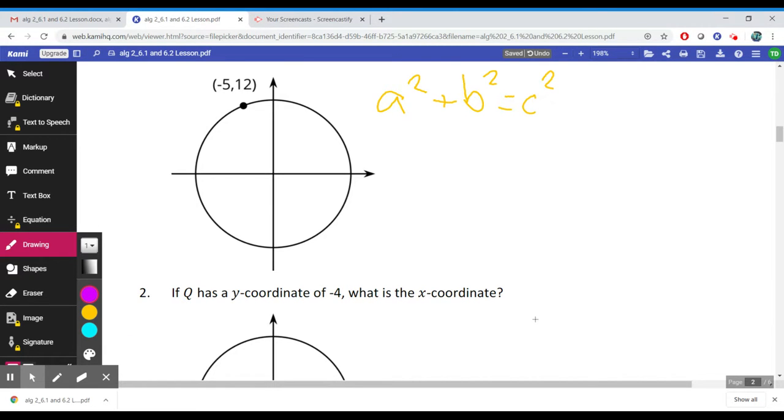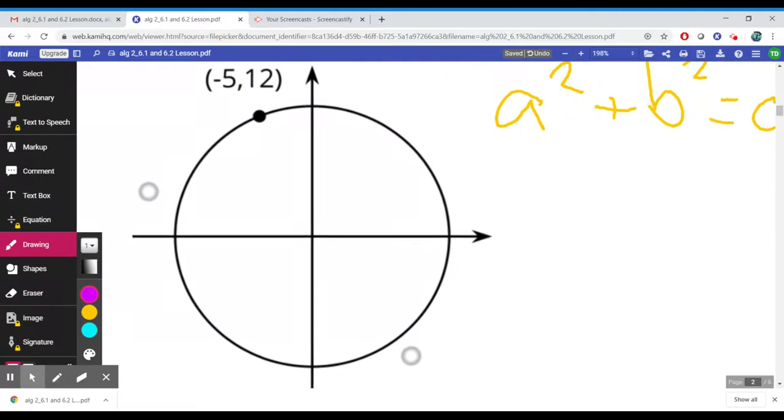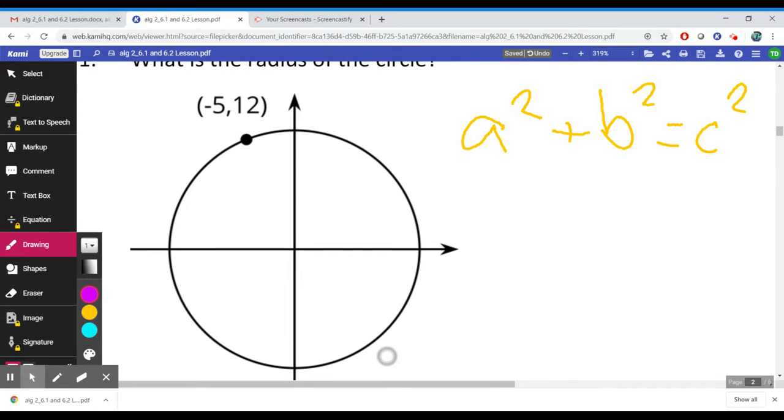So with that formula in mind, we can draw a right triangle out of this circle here and use our Pythagorean theorem to find what the length of the radius is. We know that this height right here is 12 units because the y value of our point is 12. So I'm just going to draw a line from there to the center of the circle and call this height 12.